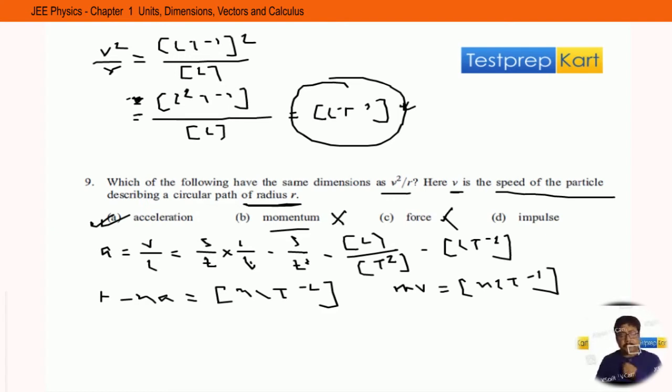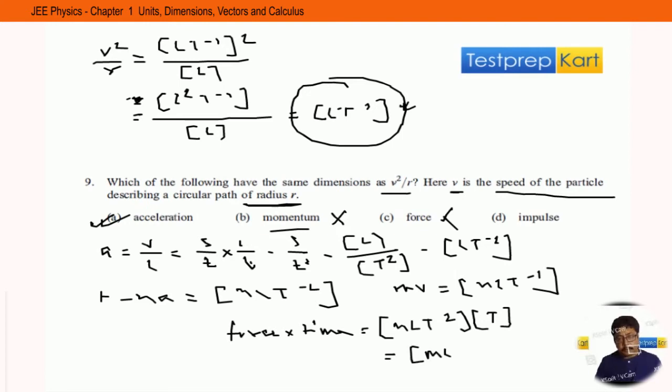And what is an impulse? Impulse is force into time. What is force? That is M L t to the power negative 2, and time is t. So nowhere can we get it. So the answer is acceleration, because in acceleration we get the same dimensions. So the angular acceleration's formula should be like this. So we get other things over here. I hope it is very clear.